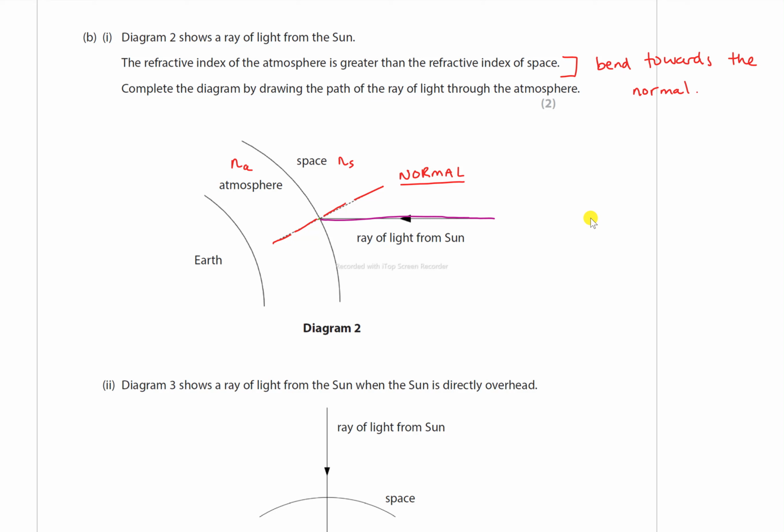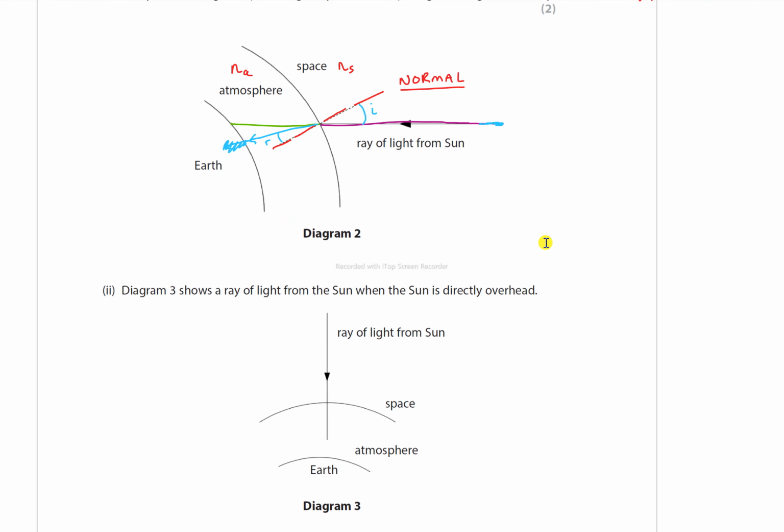So instead of it going straight, it's going to bend towards the normal. This is the angle of refraction, and this is the angle of incidence. This is the incident ray, this one here, and this is the refracted ray, this one here. Let's not extend it past that, just leave it there. Right, okay. That's it, done.